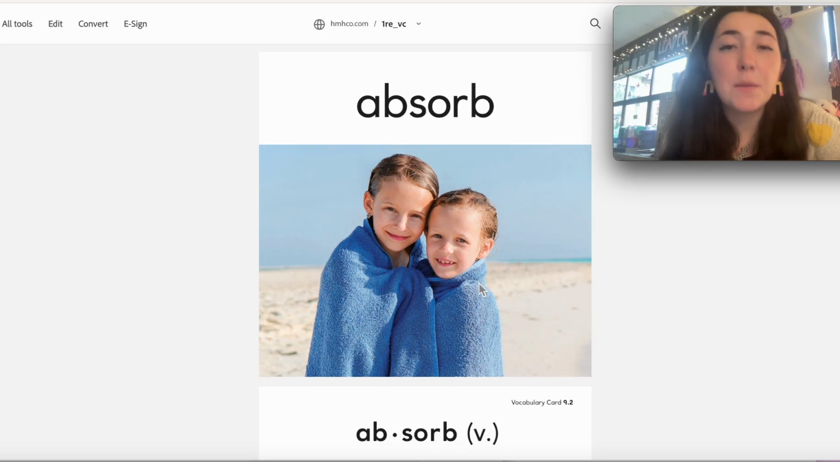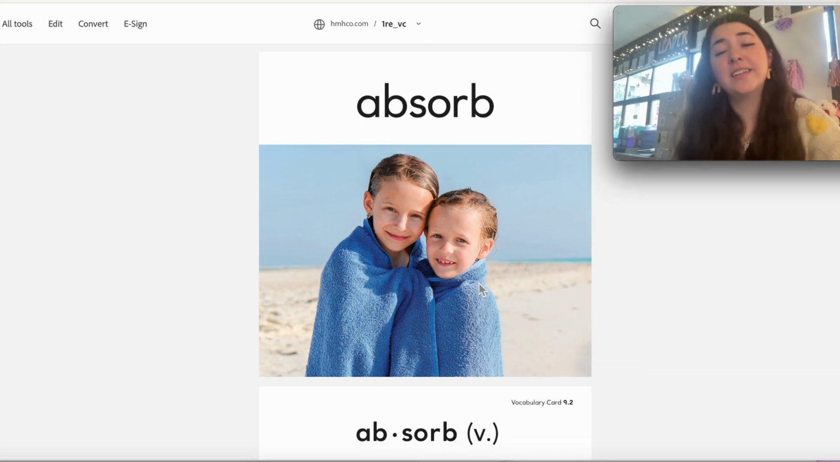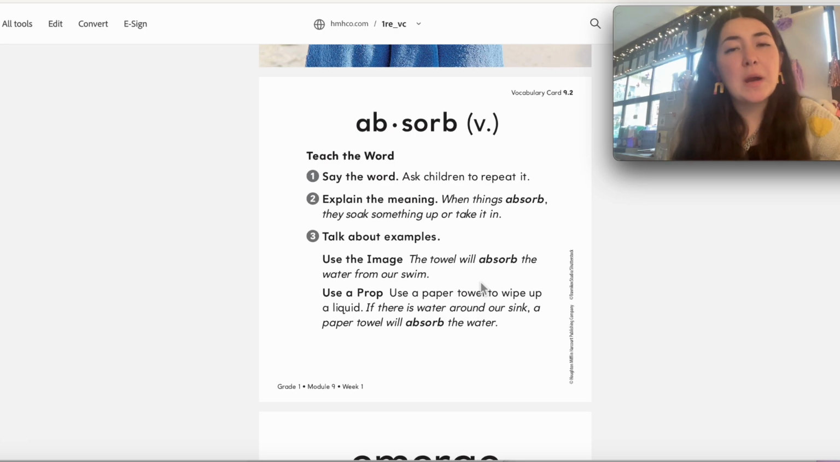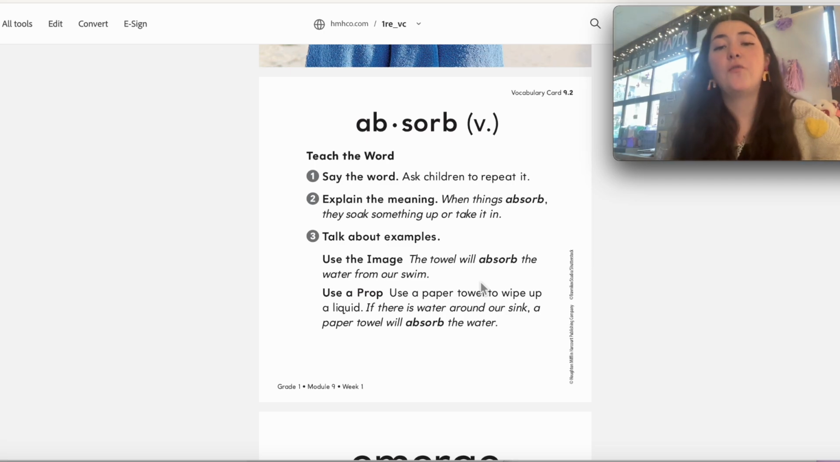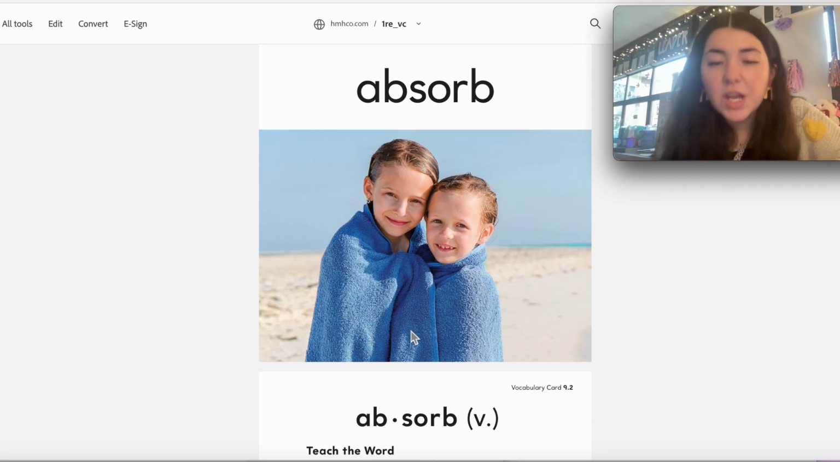The next word is absorb. Say absorb. Very good. Absorb is a verb or an action word. When things absorb, they soak up something or take it in. So for example, these towels will absorb the water from when they went swimming so that they dry off.